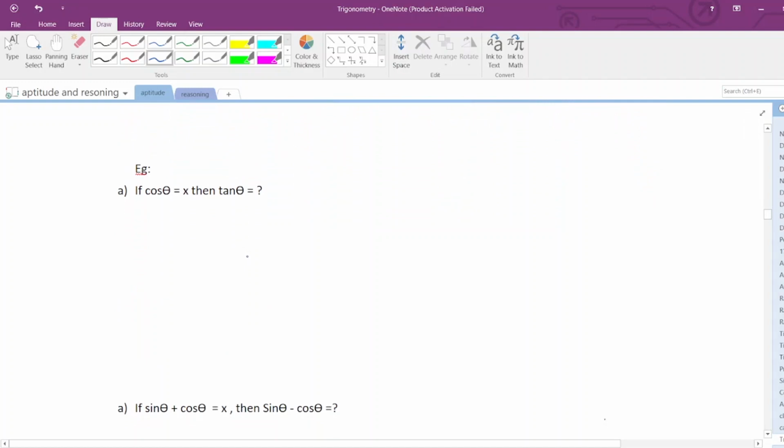How can we solve questions using identities? See here, if cos theta is equal to x, then tan theta is equal to dash, they are asking.